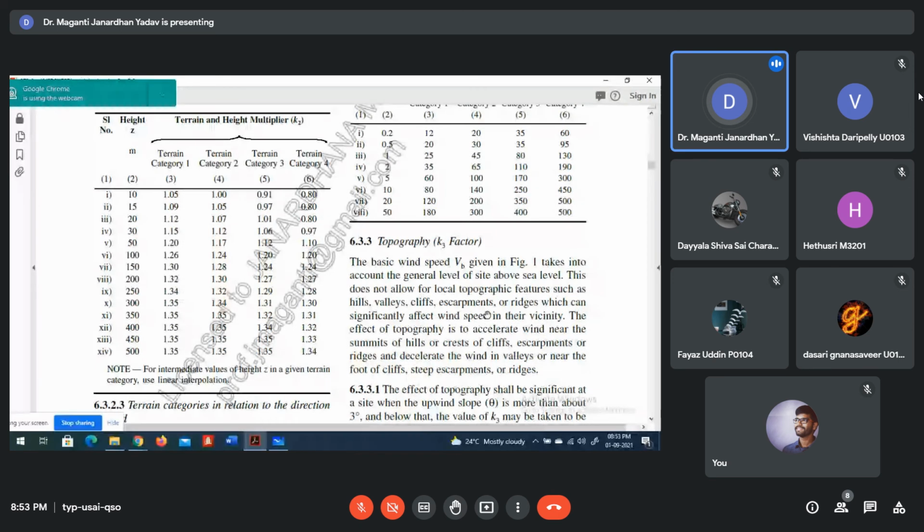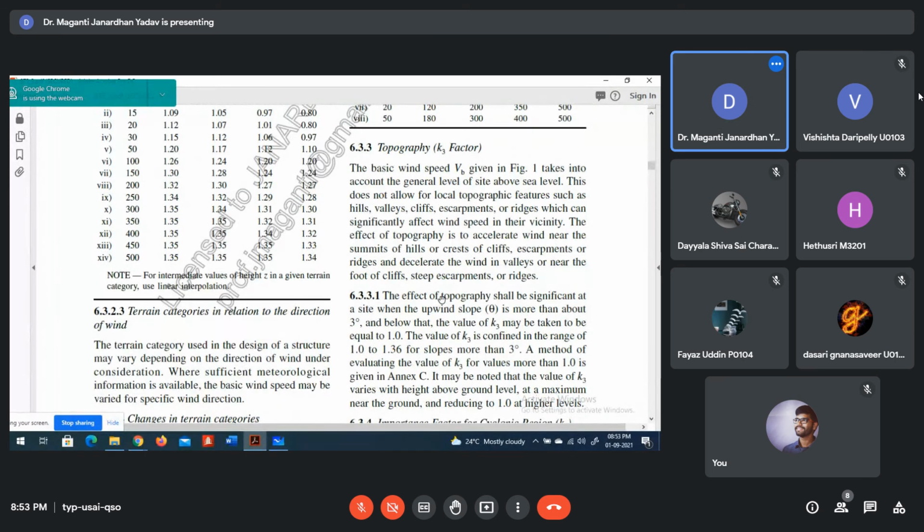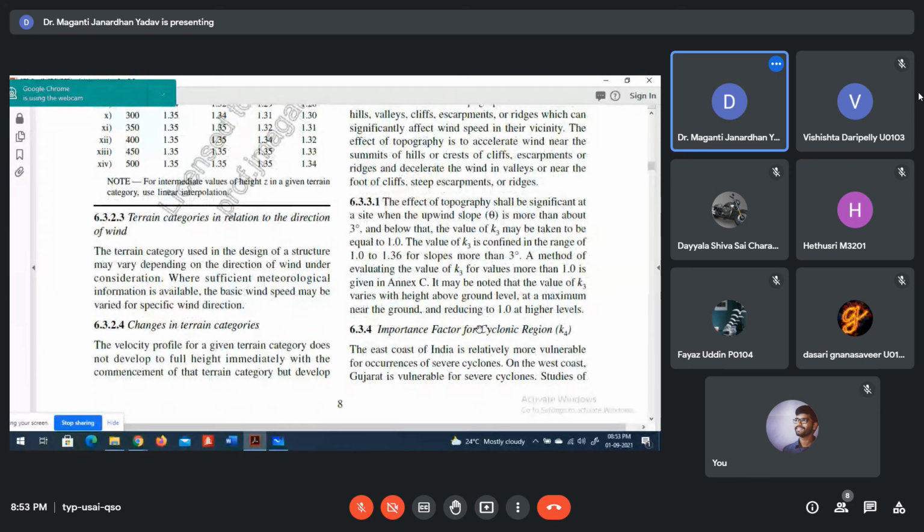The topography factor K3: the basic wind speed given takes into account the general level of site above mean sea level. This does not allow for local topographic features such as hills, valleys. You see, the effect of topography shall be significant at a site when the upward wind slope is more than about 3 degrees. Then the importance factor for cyclonic region is K4.